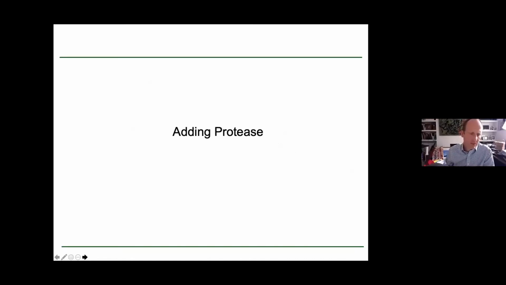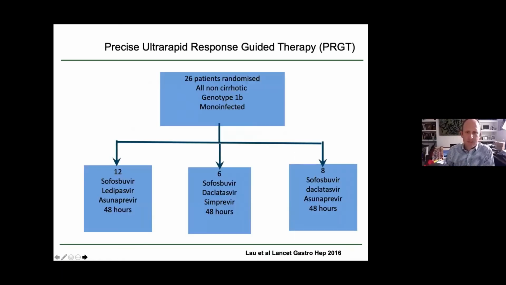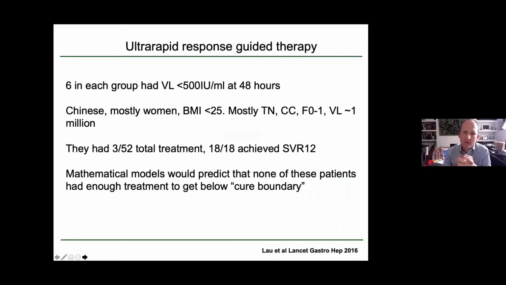One of the early studies, which will be known to members of the faculty here, was led by George Lau and others, looking at the ultra rapid response in a small number of patients, using a combination of selected baseline factors and then adding an additional drug, and looking at a subgroup of patients who respond very rapidly, able to identify a group of patients who with only 3 weeks of treatment were able to achieve a 100% SVR rate. Now, these are very selected, so this is a group of Chinese, mostly women, low BMI, mostly treatment naive. And so this is not necessarily a generalizable strategy, but it does show how it's possible to identify subgroups that may respond quickly.